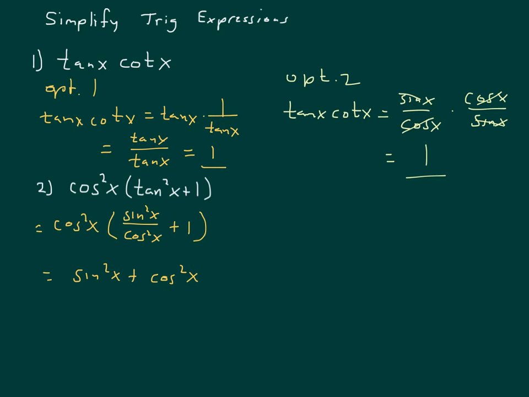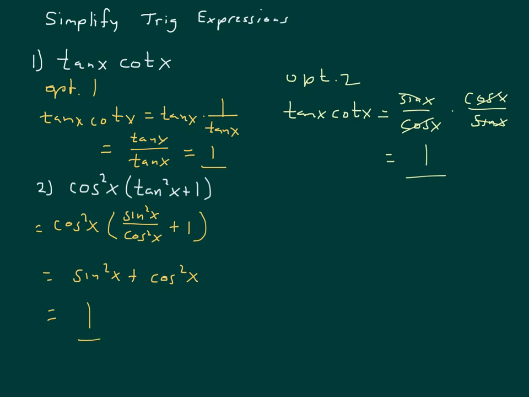So these would all be equal. And then by the Pythagorean identity, I know sine squared x plus cosine squared x is equal to 1. So this version here simplifies to be 1. It is just a coincidence that these both came out to be 1. It doesn't have to be that way.